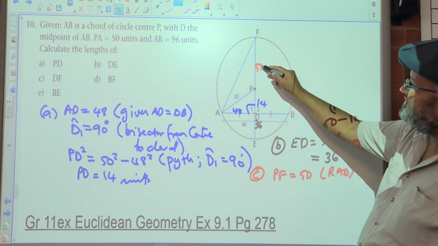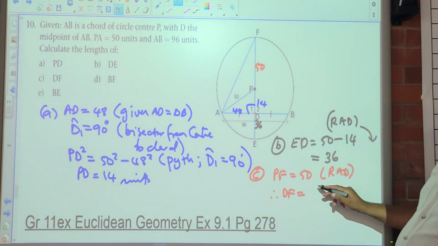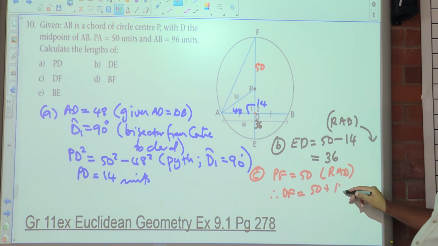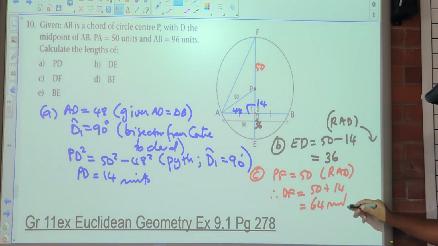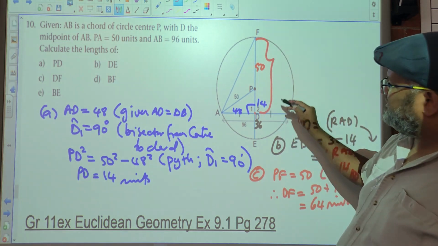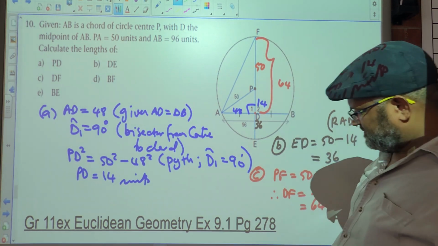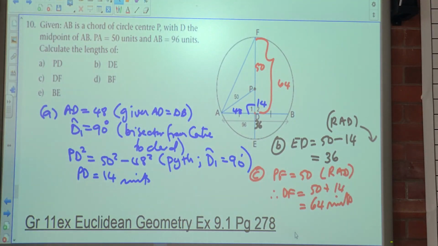So 50. Therefore, DF is going to be 50 plus 40. Do you need a reason? No. Which is 64 units. Okay. Any confusion there?